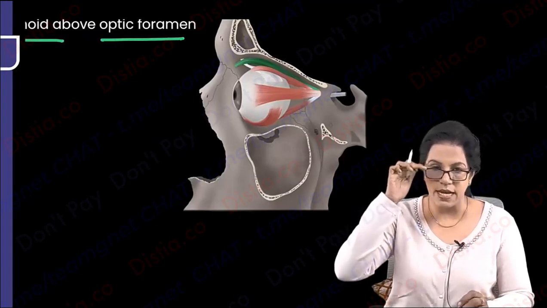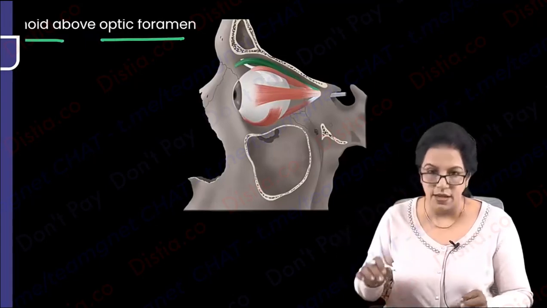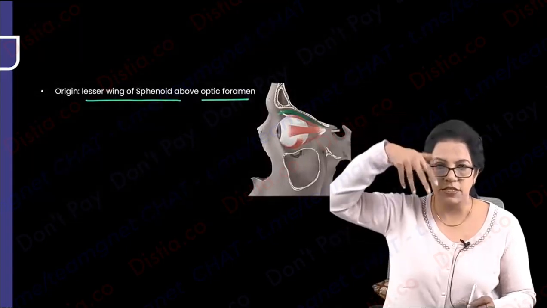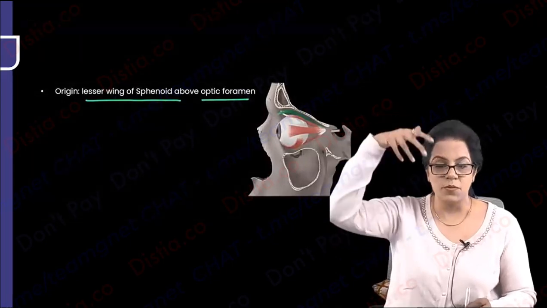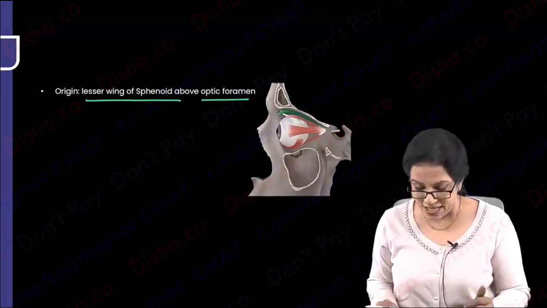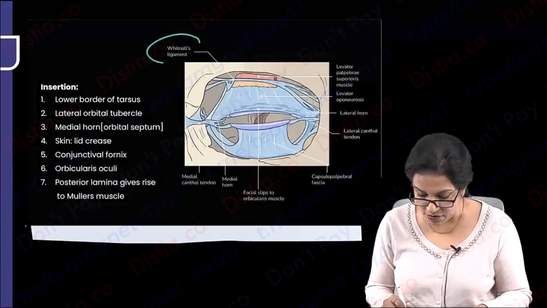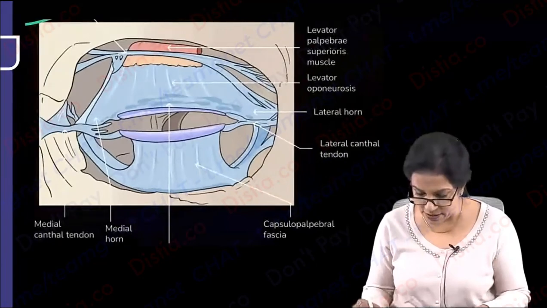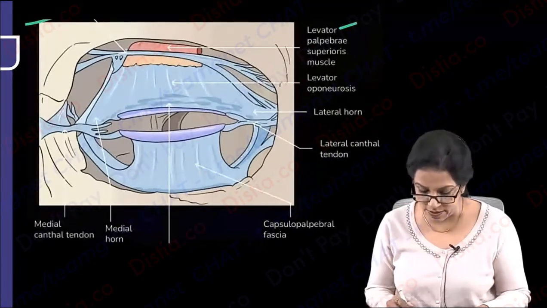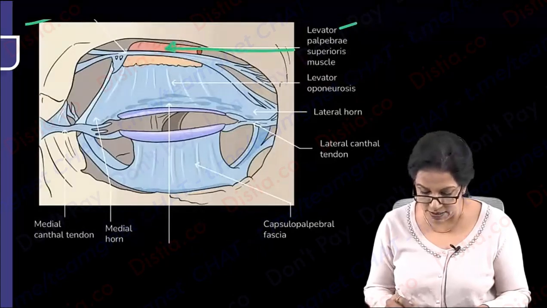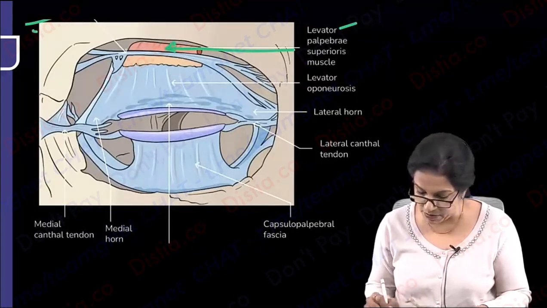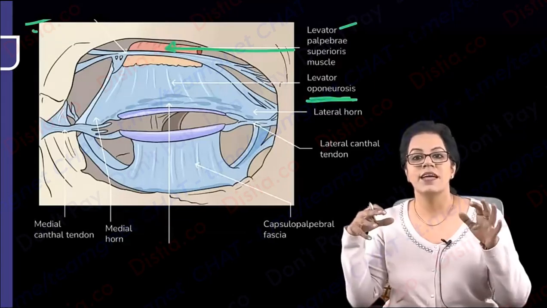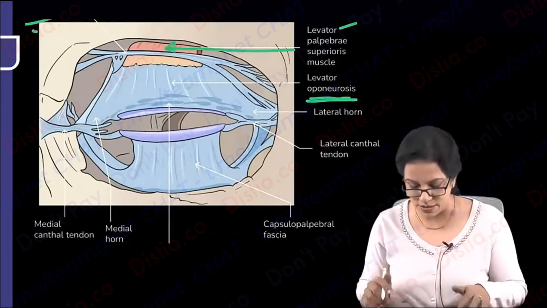When it is going to reach anteriorly, it will stop at Whitnall's ligament. And here it will change its direction and go vertical. From horizontal, it becomes vertical to insert on the tarsal plate. So this change of direction is happening where? On Whitnall's ligament. Okay, so let's appreciate this diagram. This is the LPS muscle. When it is at Whitnall's ligament, it is becoming vertical and it is becoming an aponeurosis. So after Whitnall's ligament, it is not the muscle, it is the aponeurosis.